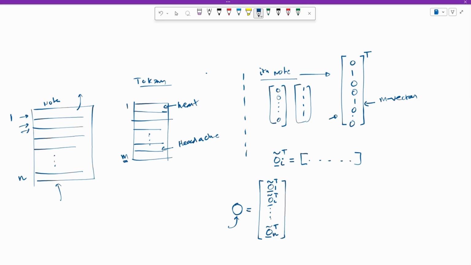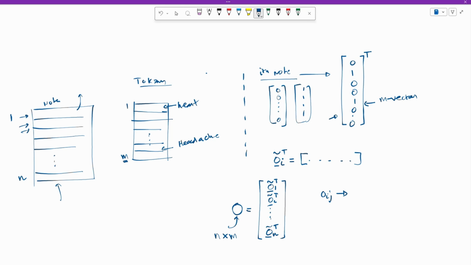No, each of these is a row, right? You have n rows, and each row is an m-vector. You essentially have an n cross m matrix of zeros and ones only, right? And what would the ijth element of this matrix tell me? What does it mean if it's 0? If it's 1, what does it tell me? Or in words, can you tell me what the ijth element Oij represents?